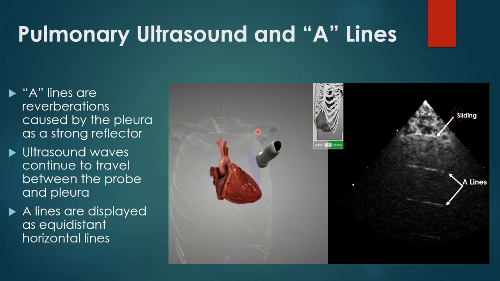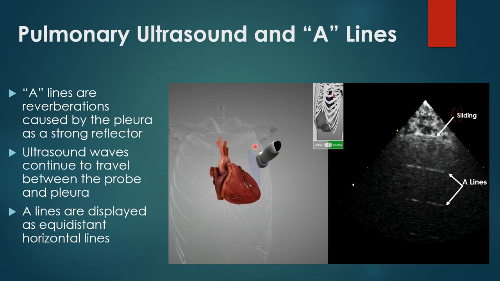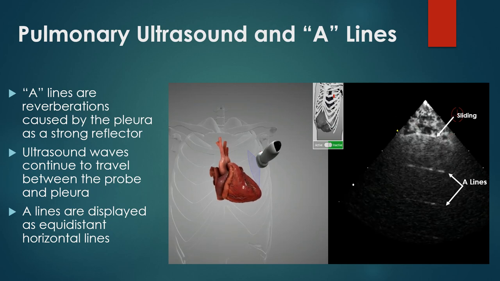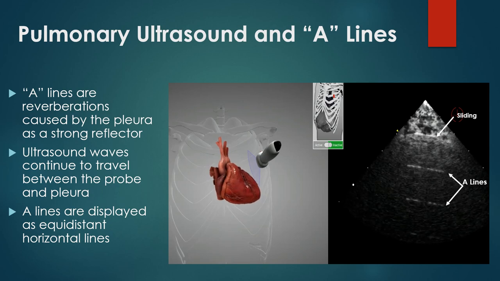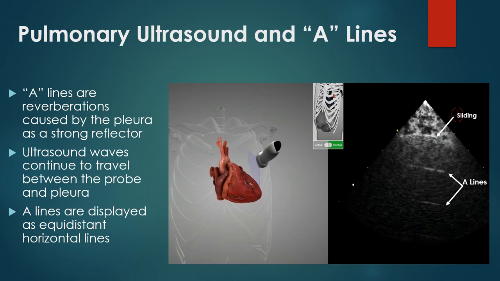So in this superior lung scan, you can see your scan is between the second and third rib, about midclavicular, and you see you've got some sliding here, which means you do not have a pneumothorax. You've got some nice discrete A lines, which means that you don't really have much fluid in your lungs. Other issues that you might see, you don't see any consolidation, any anechoic regions in the lung as well. But the ultrasound waves are able to travel between the probe and the pleura, and you see A lines at equidistant horizontal lines in this scan.